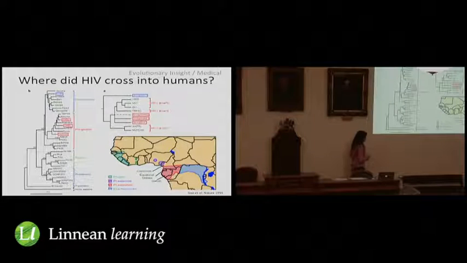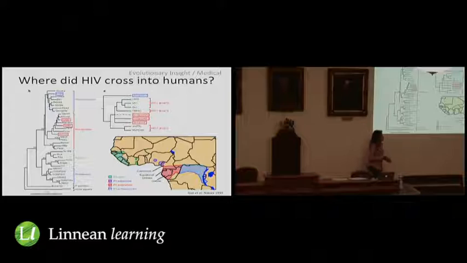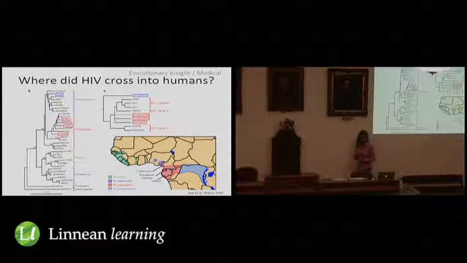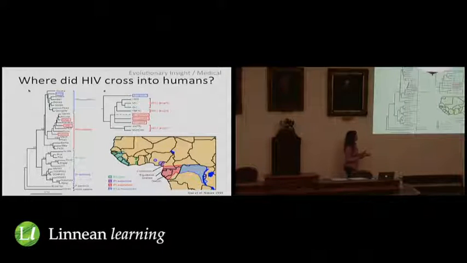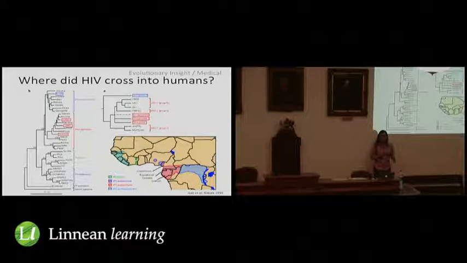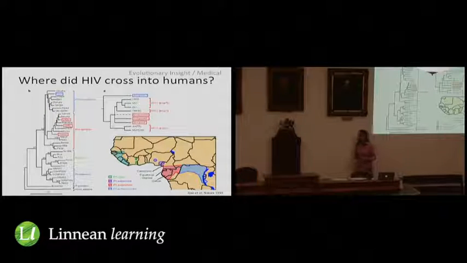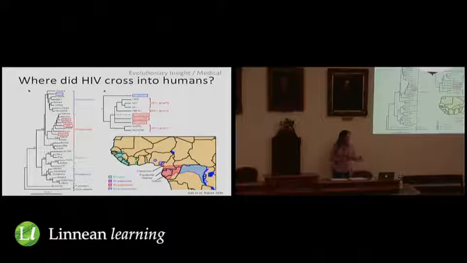So one of the first questions to arise was, where did HIV actually make this jump? Where did it actually get into humans? We know that it came from chimpanzees by looking at the sequences, but which chimpanzees did it come from? So one study set out to answer these questions. We know that HIV was first described in West Africa, so they looked in chimps that are present in the West African region.